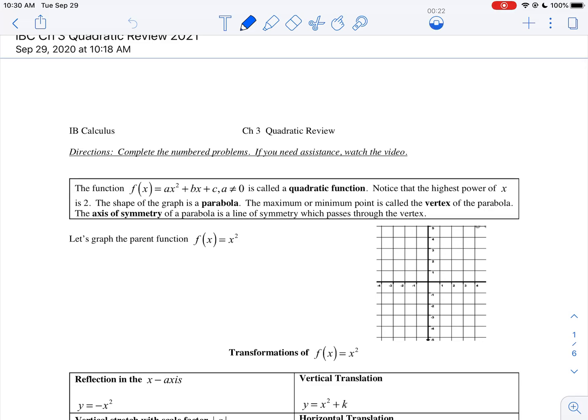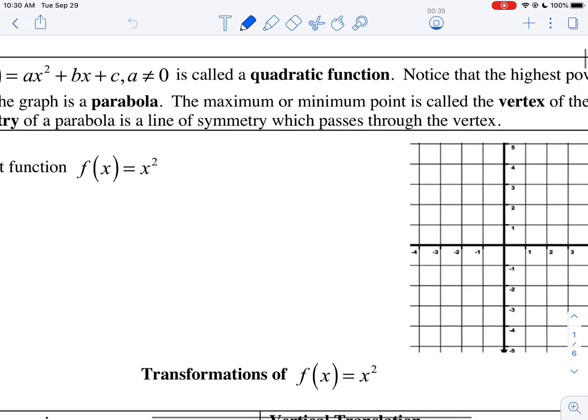All right, so your job is you just do the numbered problems and do as much as you need. Then I'm going to link this from YouTube so that there's no Edpuzzle and you can just fast forward to wherever you need assistance, okay?